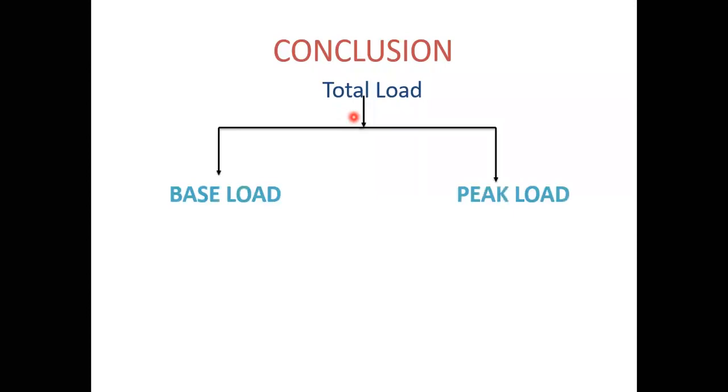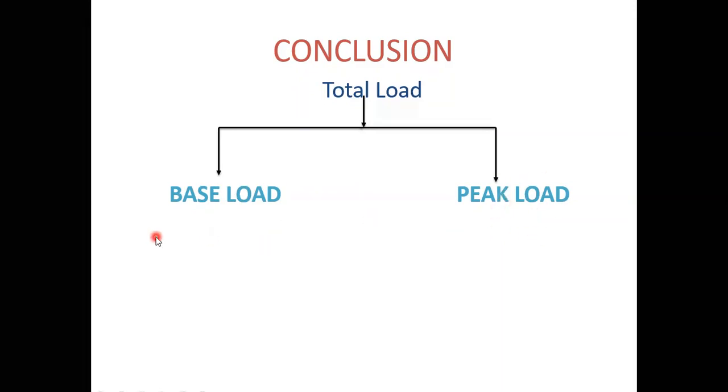The conclusion from today's lesson is this. For example, a total load is there. We can divide the total load basically into two types: base load and peak load. Already we know the difference between base load and peak load. Base load is always present on the system, and peak load changes with respect to time. It is nothing but a fluctuating load.